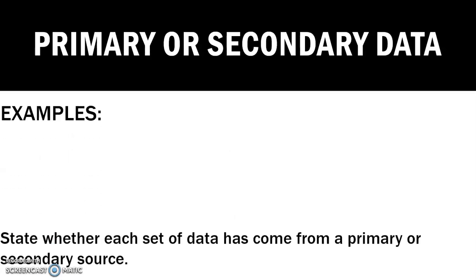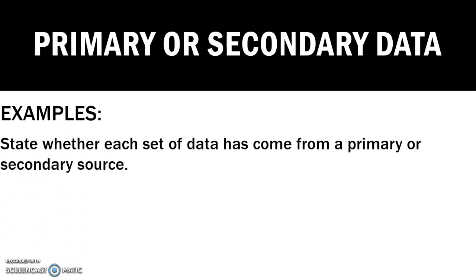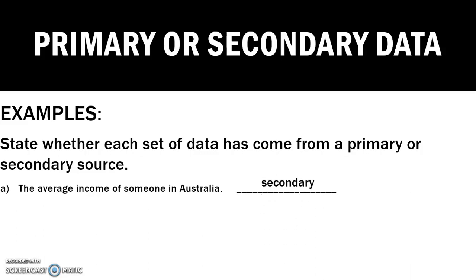So let's have a look at some examples. We're going to state whether each of the data has come from a primary or secondary source. So the average income of someone in Australia. Now, if it was a primary source, would mean that you have to go around and ask every single person in Australia what is their source of income or their average income. So because of this, you're going to look it up. And so it's a secondary source.